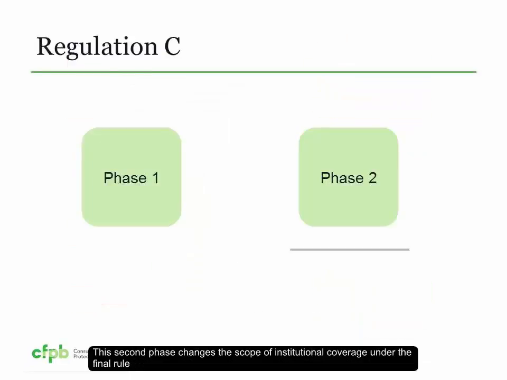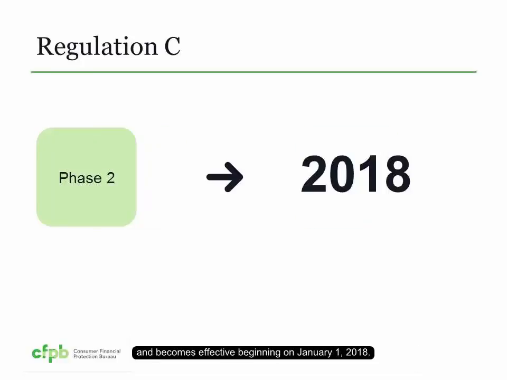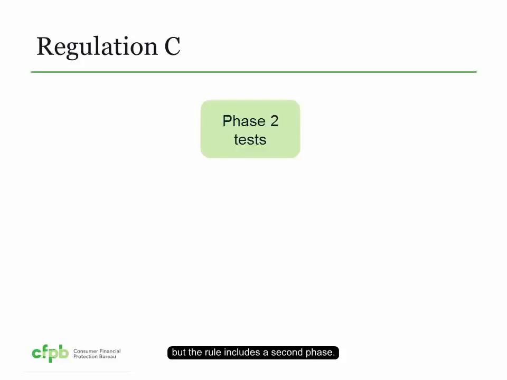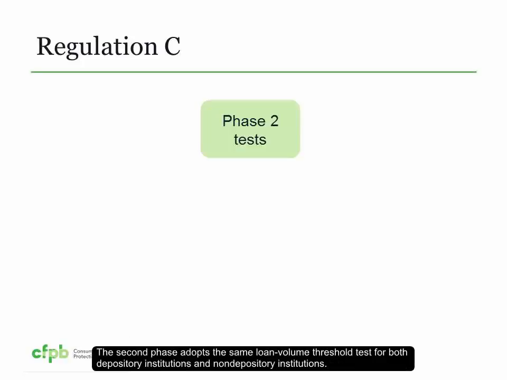The second phase changes the scope of institutional coverage under the final rule and becomes effective beginning on January 1, 2018. The rule continues to have separate coverage tests for depository institutions and non-depository institutions, but the rule includes a second phase. The second phase adopts the same loan volume threshold test for both depository institutions and non-depository institutions.